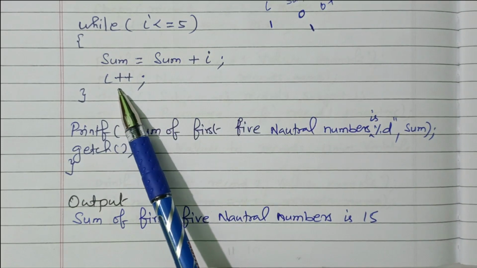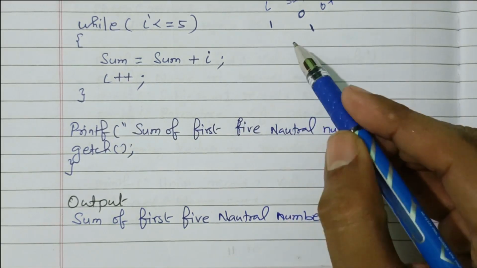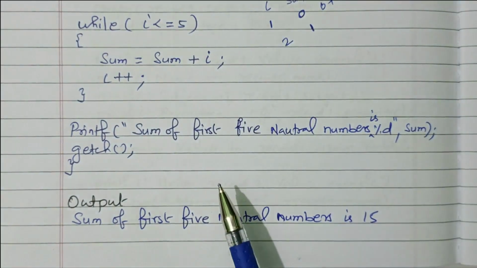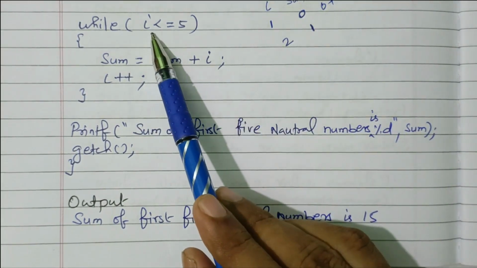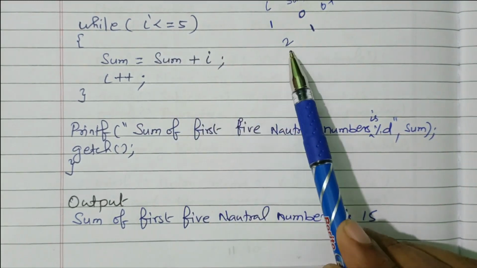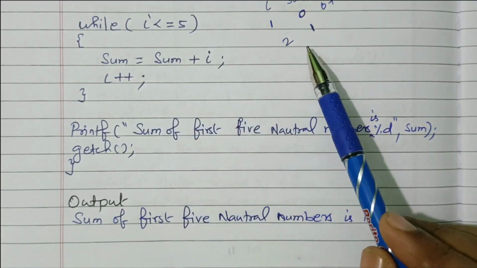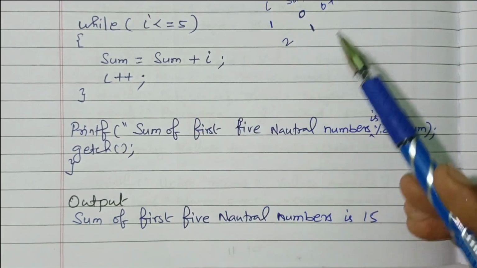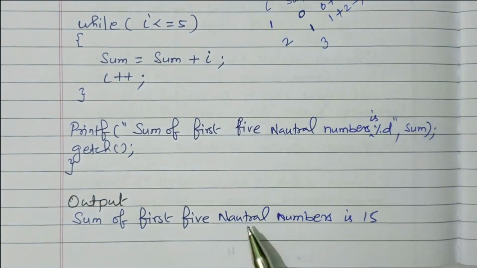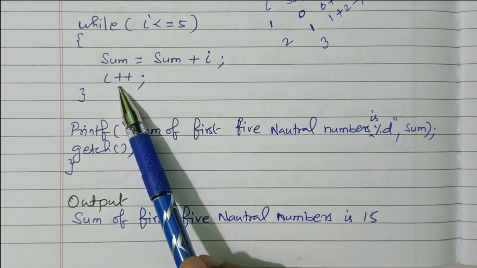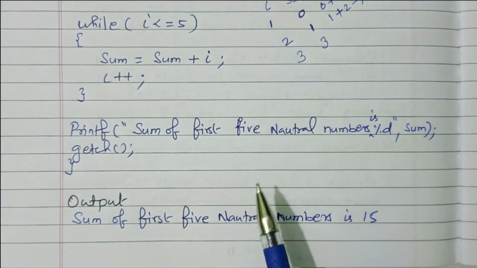Then we do i plus plus, we are incrementing the value. i equal to 1, i plus plus means it becomes 2, right? Now the i value is 2, sum is 1. Again it will check the condition, i less than or equal to 5, true, because i is 2 only. Again it will execute the statement, sum equal to sum plus i. Sum value is 1, i value is 2, right? So 1 plus 2, the sum value becomes 3. Again i is incremented, so 2 plus 1, the i value becomes 3.